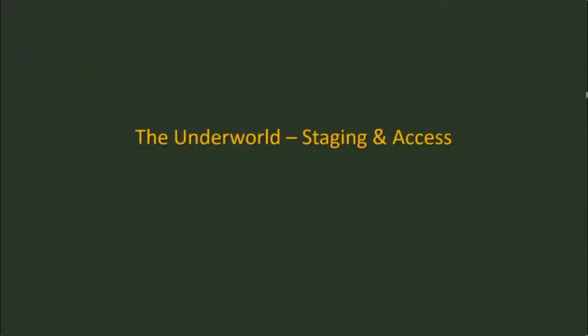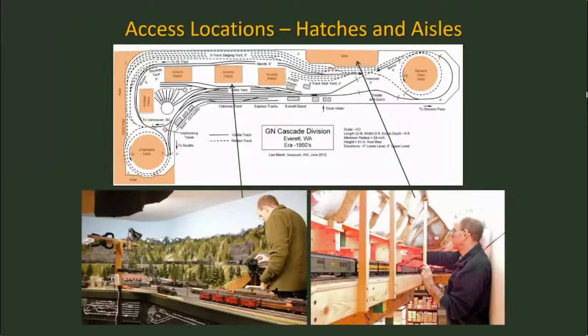Then the underworld, the staging and access. So here's the track plan, or a track plan again. And all the orange areas are access locations, whether they're walk around aisles, duck under aisles, or access hatches, or the interiors of the helices. And down below, you see me on the left taking a photograph through one of the access hatches that drops down. I'll show you how that works in just a few.